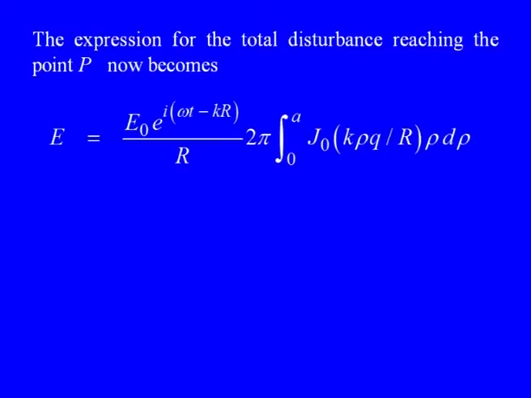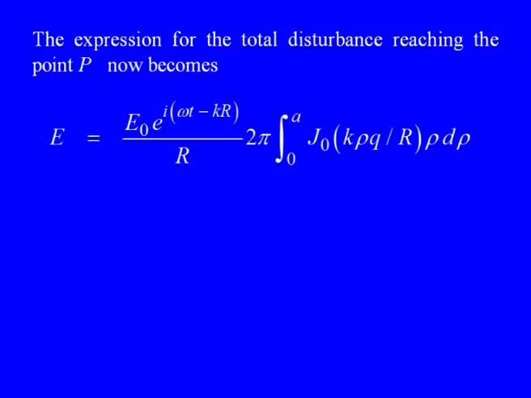So, now the expression is E is equal to E naught, the usual phase factor divided by r, 2 pi, and the integral over rho from 0 to a, the integral is now over j0 argument k rho q upon r rho d rho. So, now the integral over rho is to be performed.